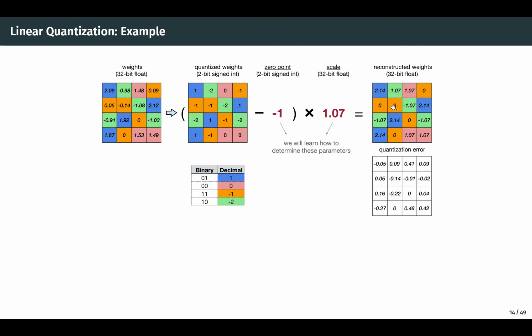If you try to remap it back to floating point, you will notice that the values we get are not the same as the original. This is the effect of quantization, meaning we are losing some details. As you can see, we now have a quantization error matrix to show how much we have lost. So the objective of quantization is to minimize the quantization error so that we preserve the accuracy as much as possible.